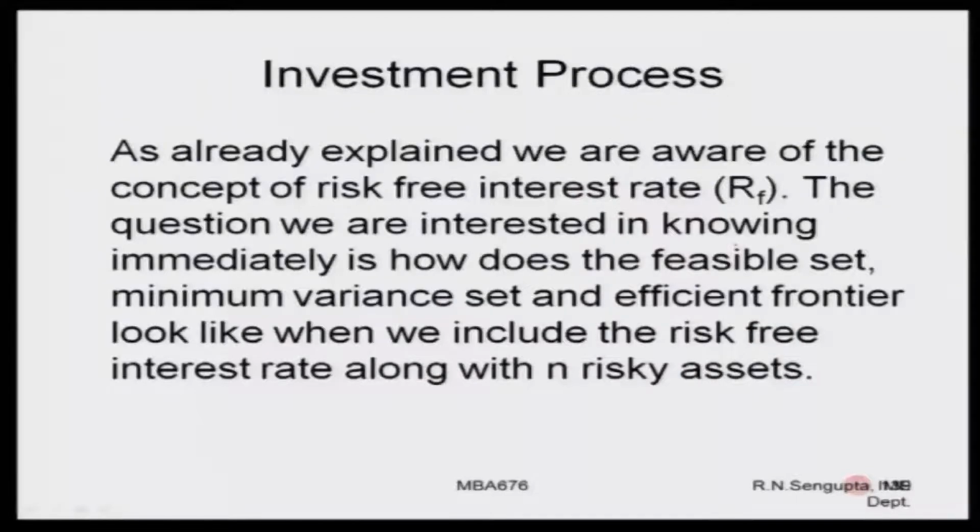So, as already explained, we are aware of the concept of risk free interest rate. The following question is now of more importance to us: how does the feasible set look? Does it change? Does it have the same shape and size? Considering that we now have a new portfolio where the n risky assets are already there, plus the (n+1)th is being added. So now we have n plus 1 different types of securities, where n of them are risky and the (n+1)th is the risk free interest rate.